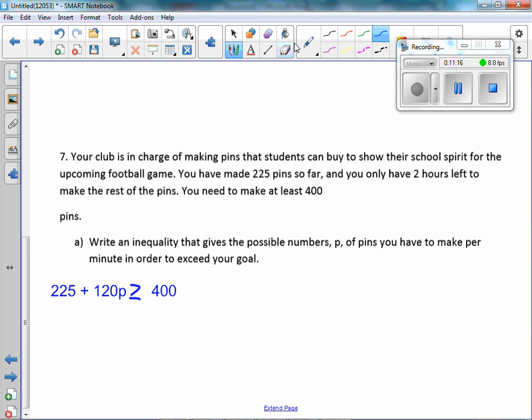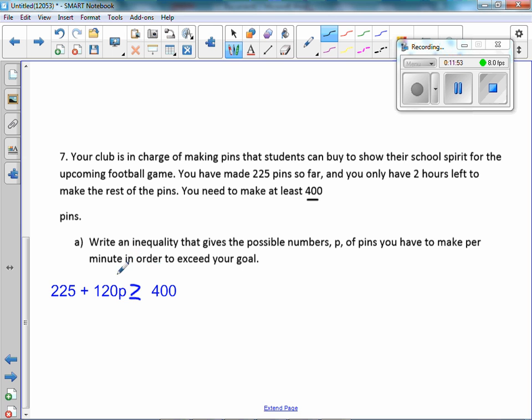Okay, your club is in charge of making pins that students can buy to show their school spirit for the upcoming football game. You have 225 pins so far, and you only have 2 hours left to make the rest. You need to make at least 400. So this has to be more than 400, so greater than. Write an inequality that gives a possible number of pins you have to make per minute.